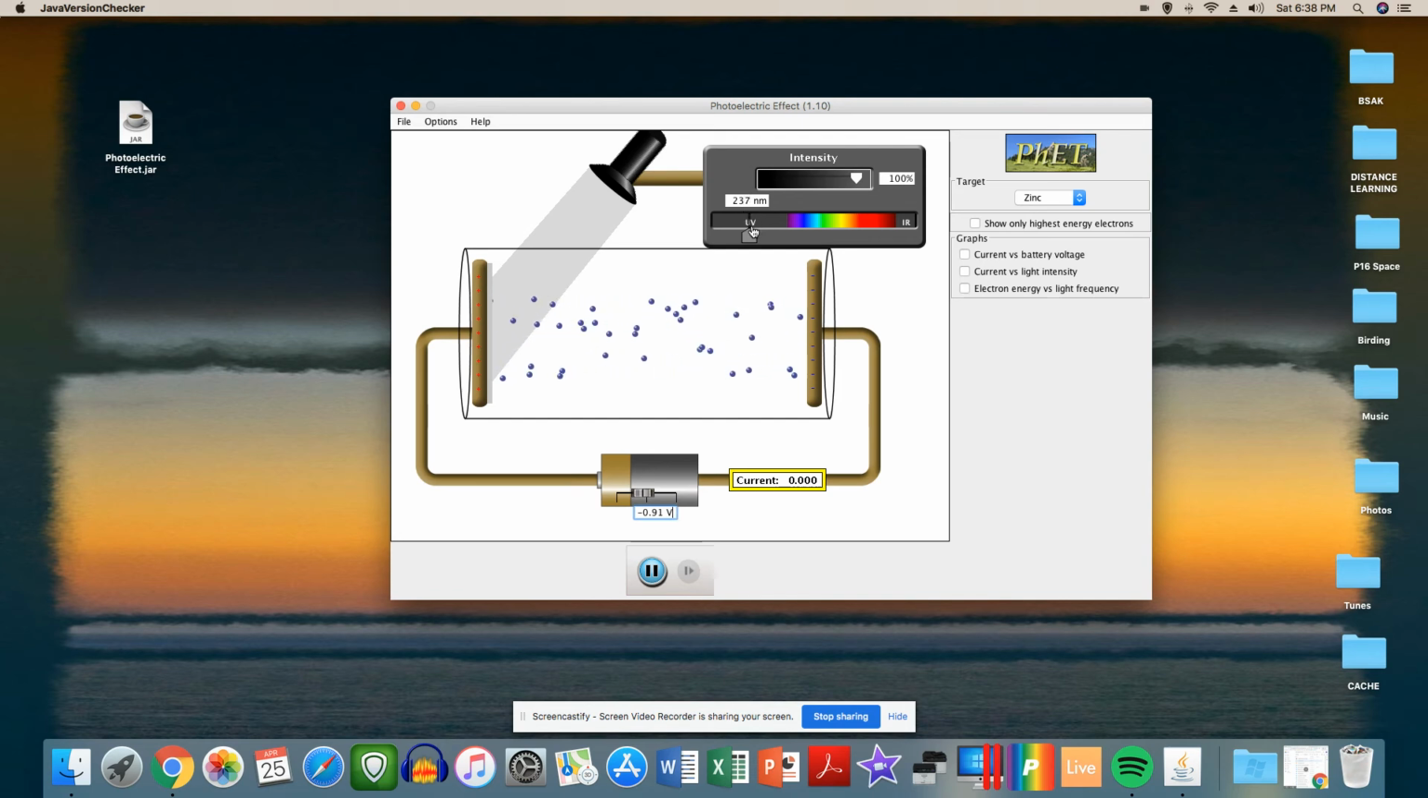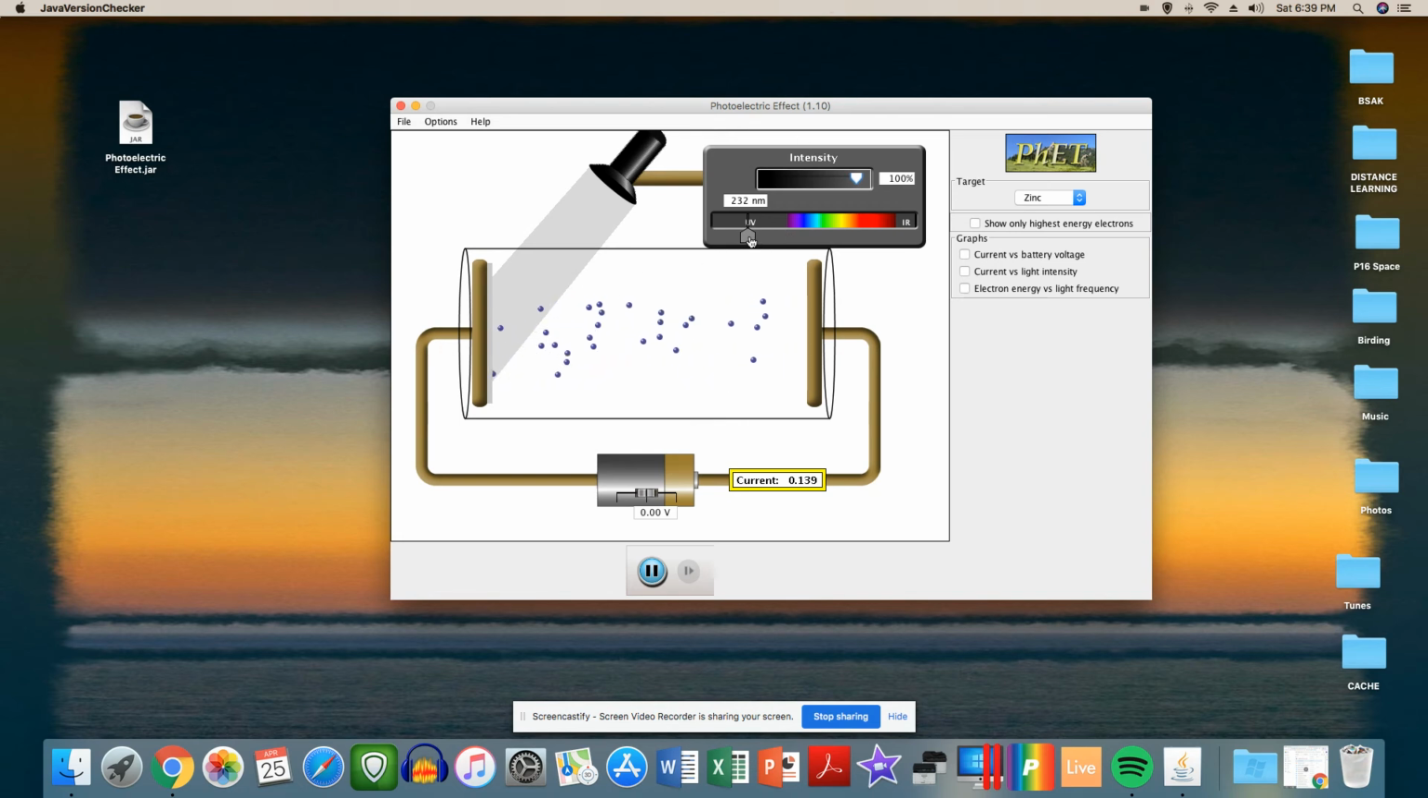Obviously, if I take the frequency up, then this is not going to be the stopping potential anymore, is it? Let's take the frequency up. Then the electrons have much more kinetic energy, so we're getting a big current there, aren't we? Okay, so that's what stopping potential is. I've just gone back to set it to 0 again.